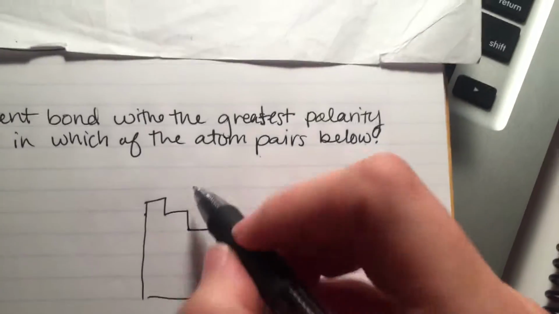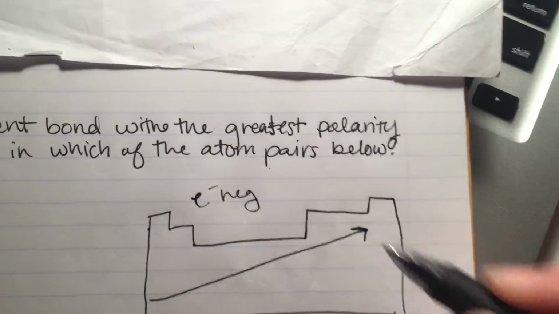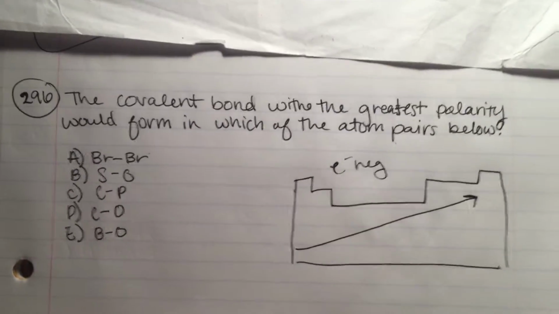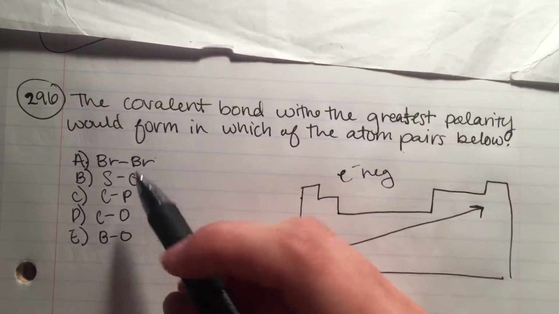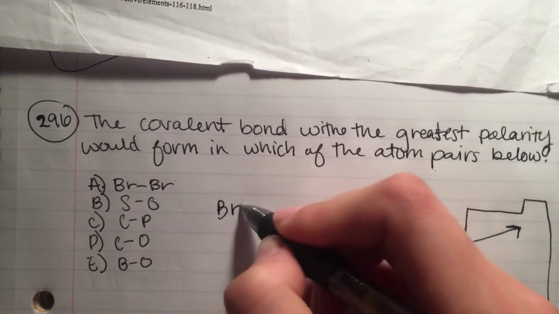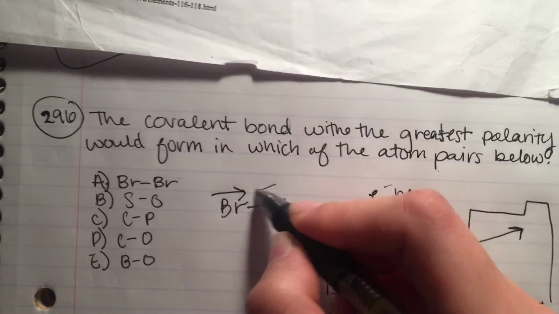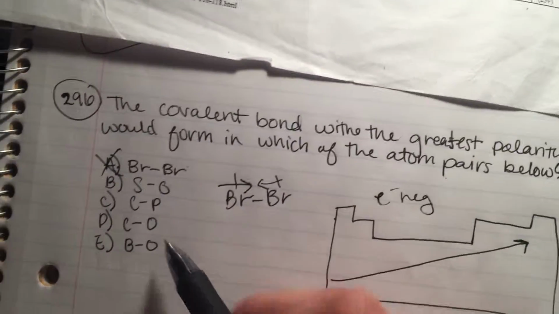You can know that electronegativity increases in a right diagonal manner. So, for example, Br and Br would have no polarity. It would be nonpolar because there would be no dipole moment. Both would be equally electronegative, and the dipole moments would cancel out. So the answer choice is not A.